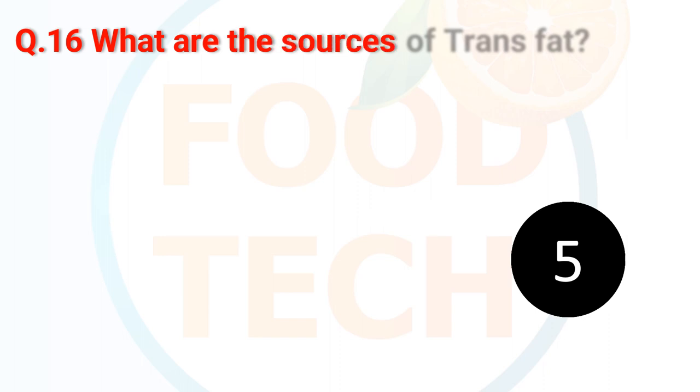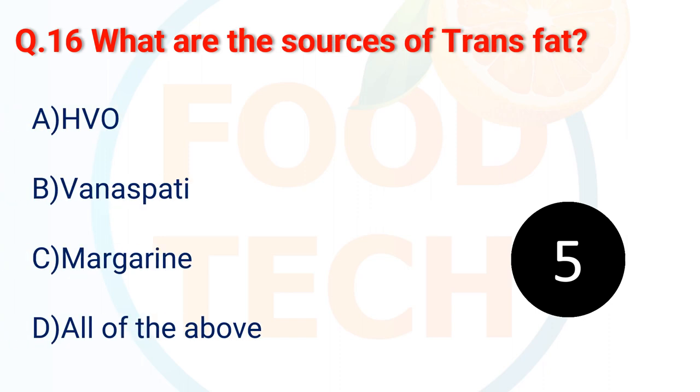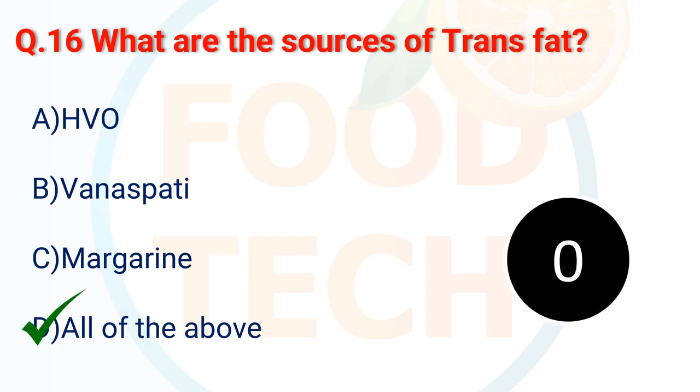Question 16. What are the sources of trans fat? A. HVO, B. Vanaspati, C. Margarine, D. All of the above. The answer is D. All of the above.